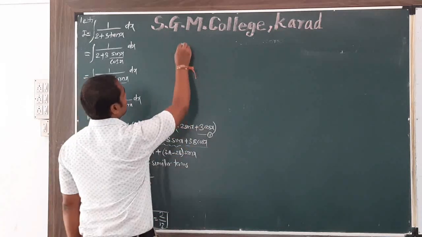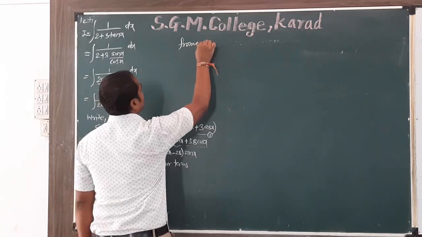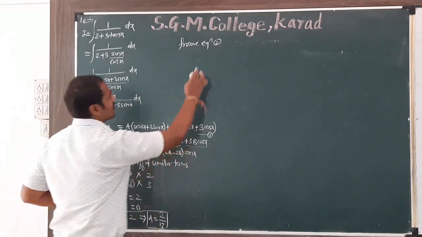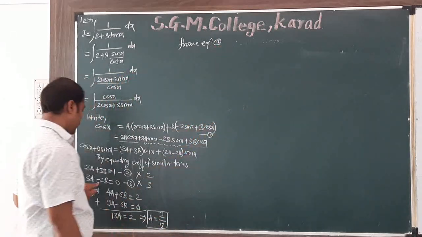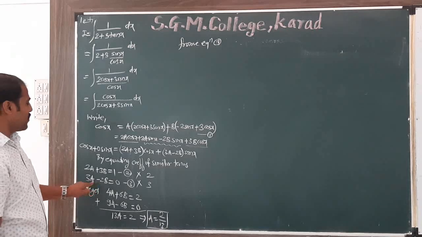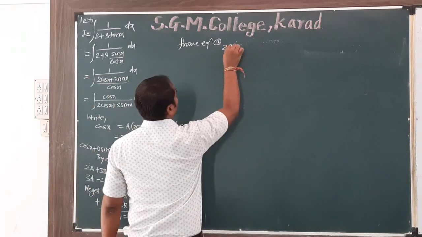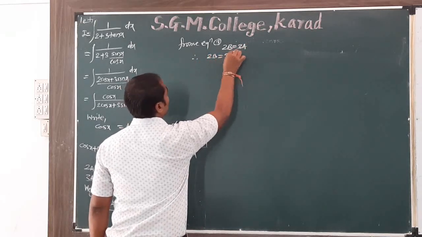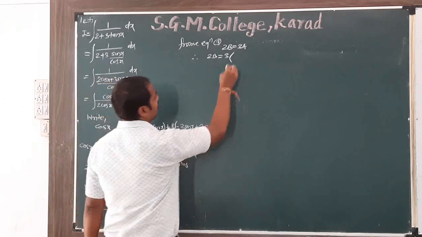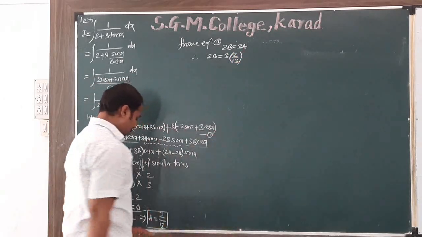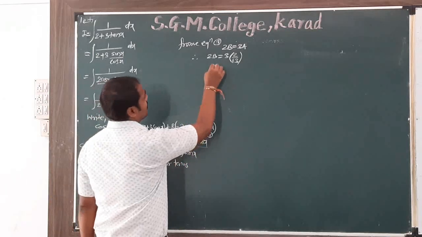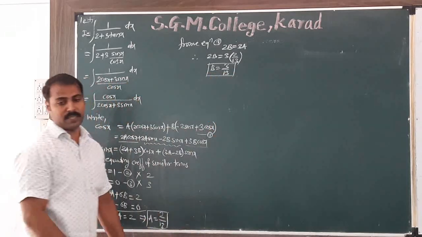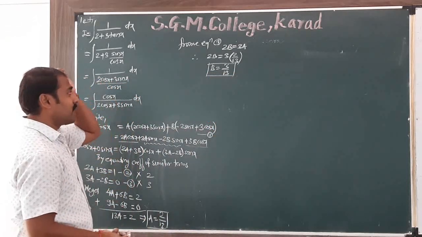From equation second or from equation third, it's very simple to solve equation number third. From equation third, 2b is equal to 3a. Therefore, 2b is equal to 3 into the value of a, which is 2 divided by 13. The 2 gets cancelled, so b is equal to 3 divided by 13. Here is the value of b, 3 divided by 13.